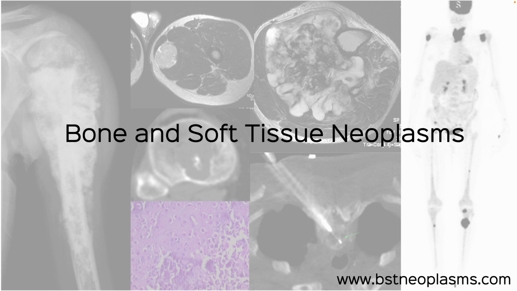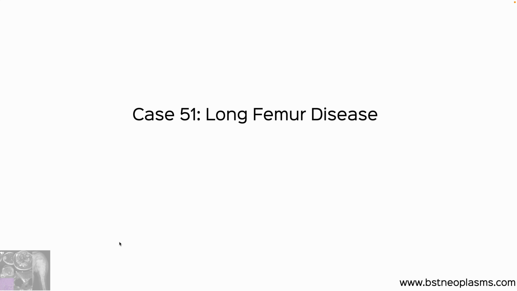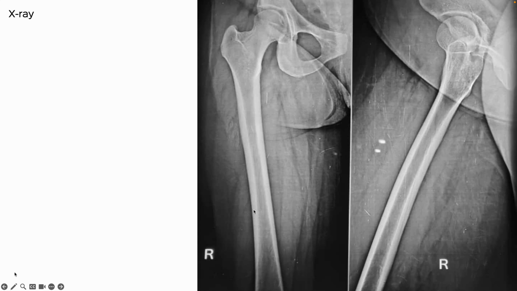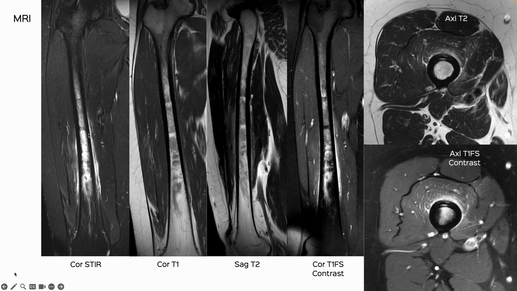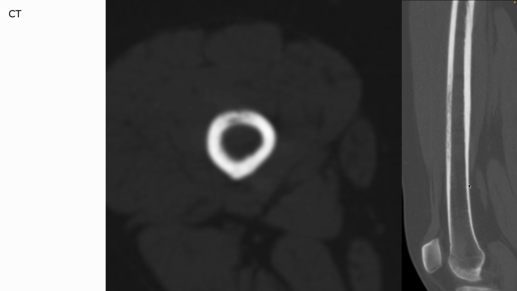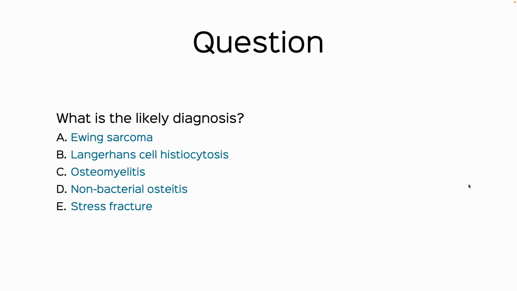This is Dr. Bhavin Jankaria, and we're on case 51 looking at long femur disease. So, I had put this case up about 3 weeks ago, a 22-year-old who presented with pain and swelling of the right thigh for a month with a history of fall 3 weeks prior. And this was the radiograph. That was the MR, the coronal stir T1, coronal sag T2, post contrast, and then you have the two axials T2 and post contrast. That's the CT, and these were the choices.